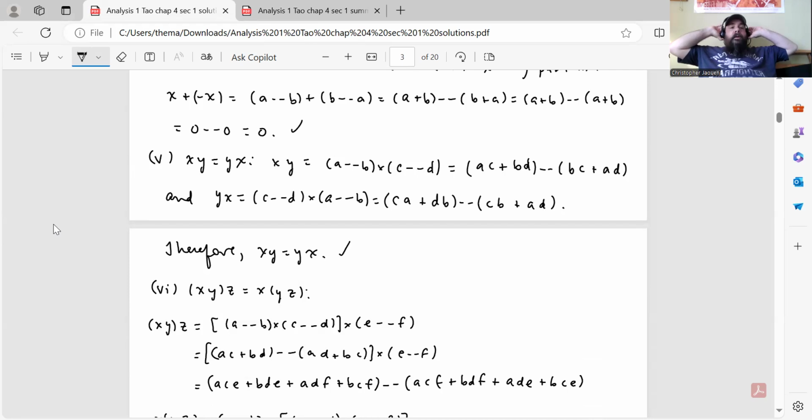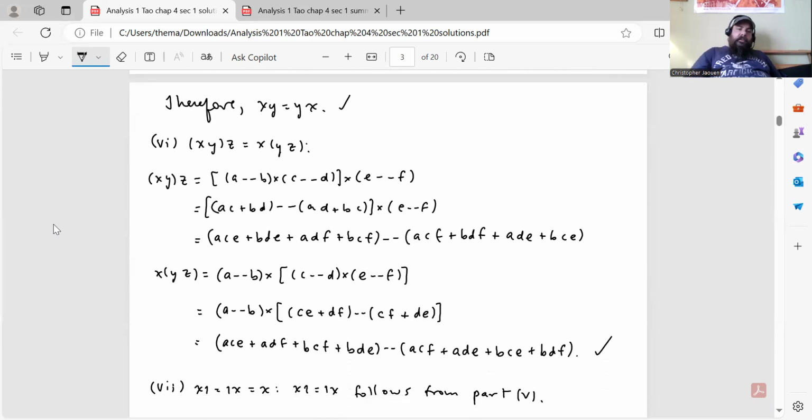All right, part 5, show that xy equals yx. In other words, show multiplication is commutative. So start with xy, that's equal to a minus minus b times c minus minus d. And by using the definition of multiplication of integers, that's ac plus bd minus minus bc plus ad. And if you look at y times x, that's c minus minus d times a minus minus b, which again, by the definition of multiplication is c times a plus d times b minus minus c times b plus a times d. And notice those two things are the same integer or same equivalence class in the integers. Therefore, xy equals yx.